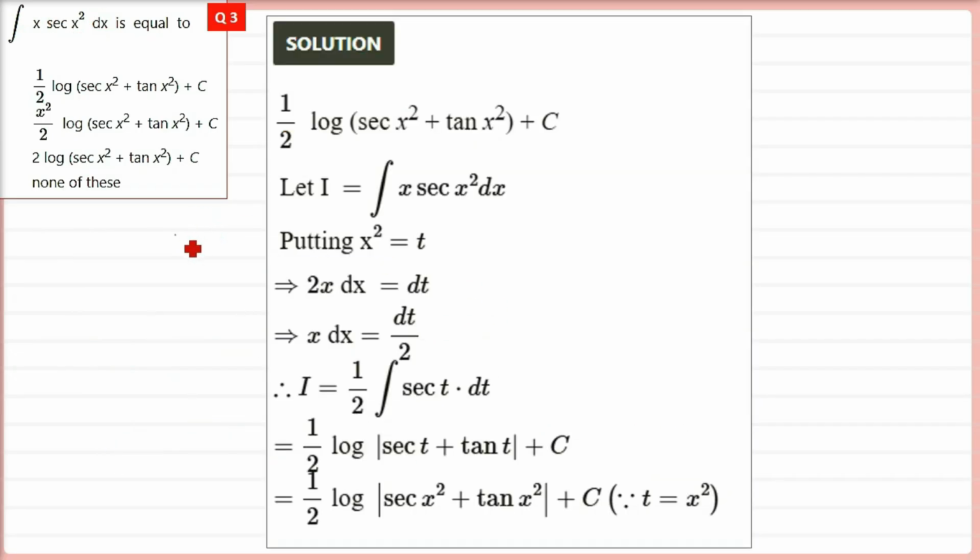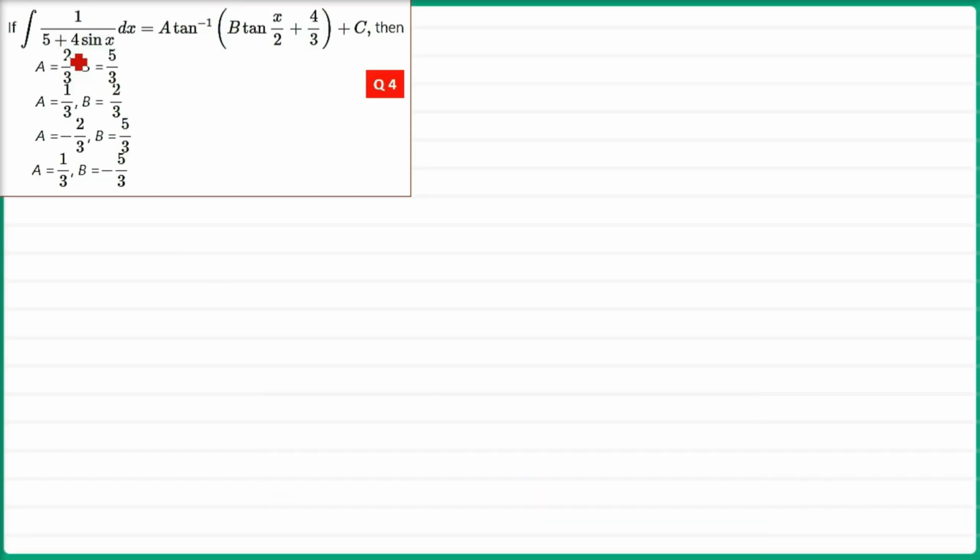Now how to do this? This is the reference for you. You can use it for your future reference. Integral of 1 by 5 plus 4 sin x dx equals A tan inverse of B tan x by 2 plus 4 by 3. That means we need to find out capital A and capital B. Capital C is just a constant of integration. We don't need to worry about it.